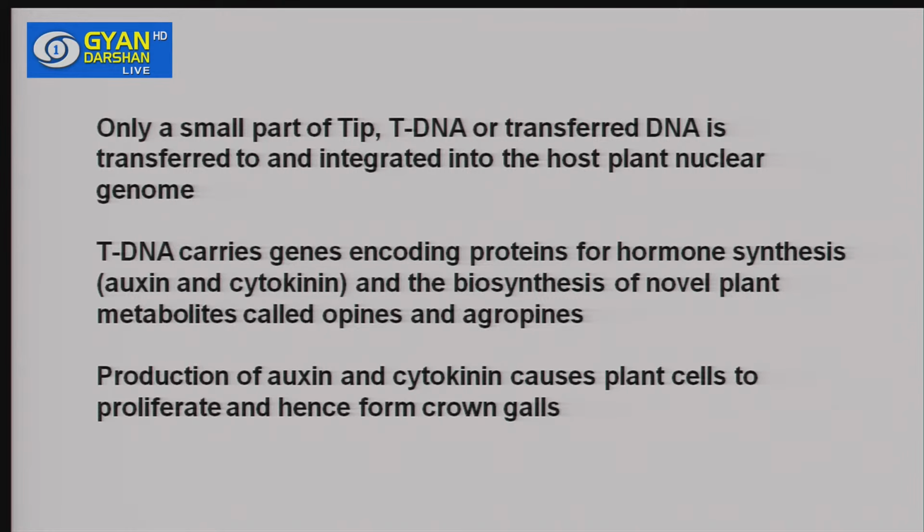Production of auxin and cytokinin causes plant cells to proliferate and hence form crown galls. As I told you, if there is an imbalance between the auxin and cytokinin, there will be an abnormality. If the auxin concentration becomes too high, then there will be profuse root formation, and if the cytokinin level is too high as compared to auxin, then there will be crown gall formation. So both are kind of oncogenic effects, and therefore a proper balance between cytokinin and auxin is necessary, and that is why they are known as the oncogenes.